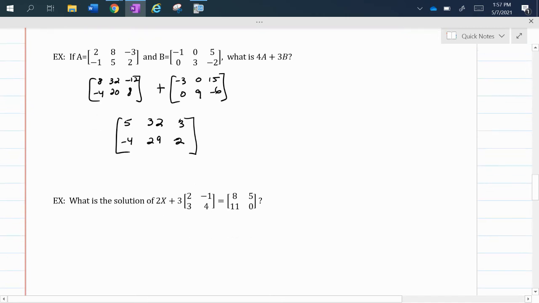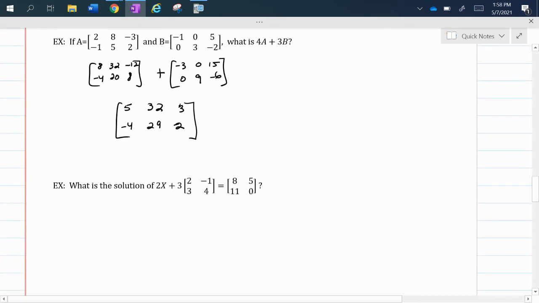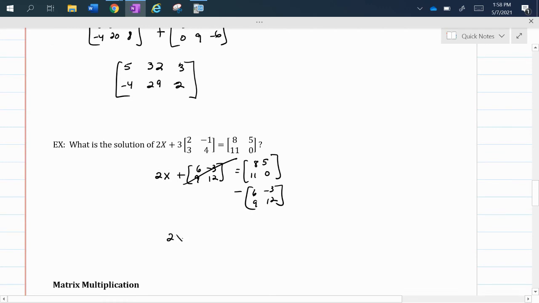Okay. And another equation to solve. What is the solution of 2x plus 3 times this matrix is equal to another matrix? So we're going to do all the operations here. We're going to multiply this matrix by a scalar of 3. So that becomes this. And then I'm going to subtract this matrix from both sides.